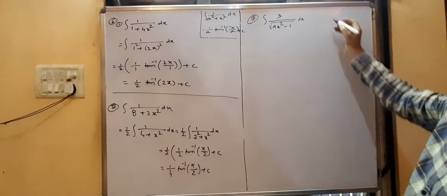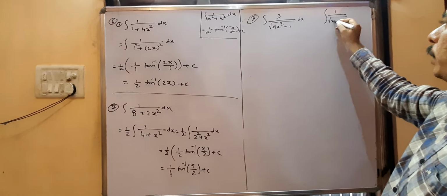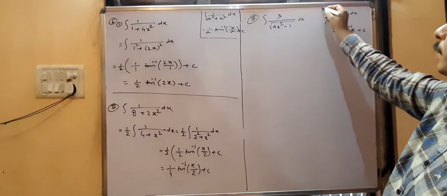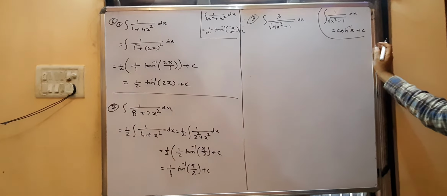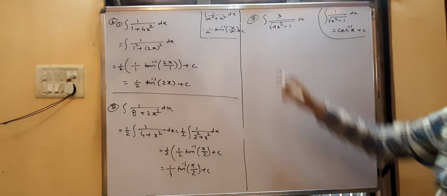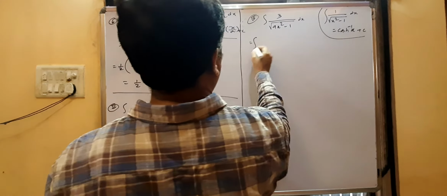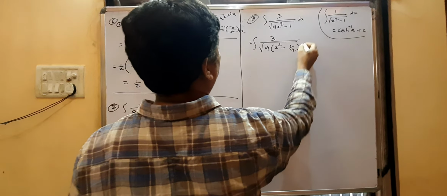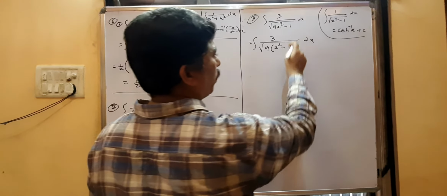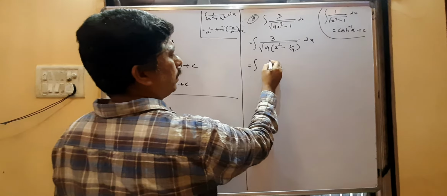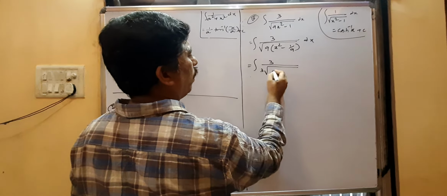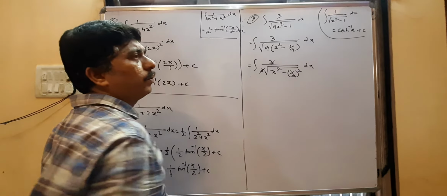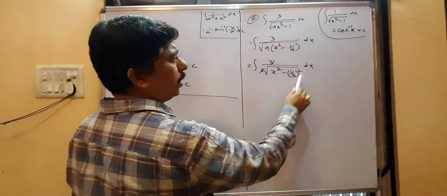We had the formula: integral of 1 by root of x square minus 1 dx is cos h inverse x plus c. Here the x square coefficient is 9, so take 9 common. So integral of 3 by root of 9 outside, x square minus 1 by 9, dx. Root 9 means 3. 1 by 9 can be written as 1 by 3 square. The 3 gets cancelled. Then it is in the form of 1 by root of x square minus 1.